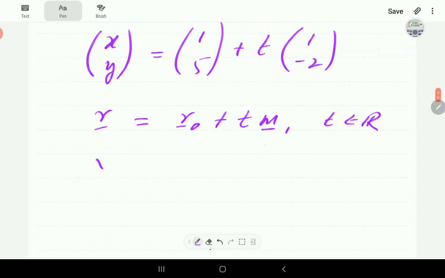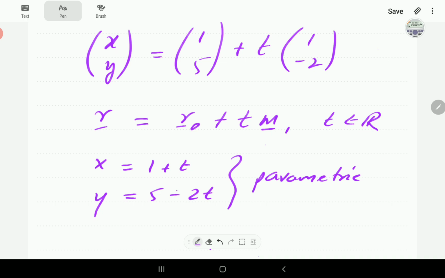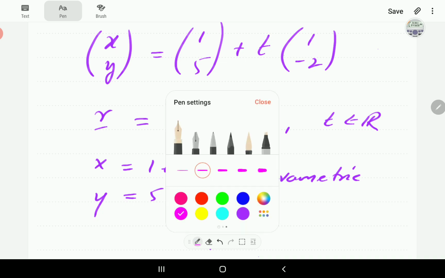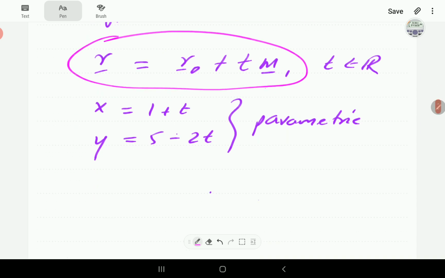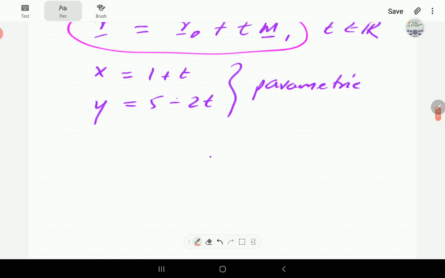Then in component form, this is saying x is 1 plus t, and the y component is going to give us 5 minus 2t. We said this is called the parametric form of the equation. The first one is called the vector form of the equation of a straight line. If you break it down, you get the parametric form. If you eliminate t from the parametric form, then you get what we call the symmetric form: x minus 1 is equal to (5 minus y) over 2. So this one is called the symmetric form.